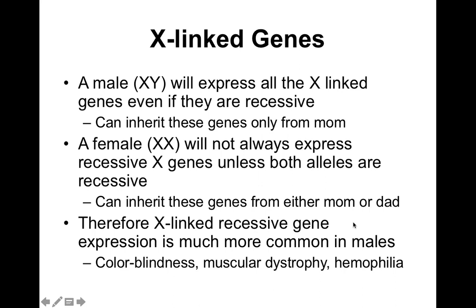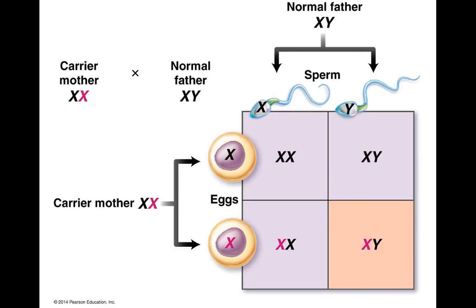We talked about color blindness in class. It was very fascinating. Here you can see this. Here's a carrier mom, and she can contribute an X and an X to her eggs, whereas a father contributes an X and a Y. So in this, the mom has a normal phenotype but is a carrier. Therefore, half of her boys could potentially express the recessive phenotype. And in this case, we could use color blindness or hemophilia, muscular dystrophy, etc.